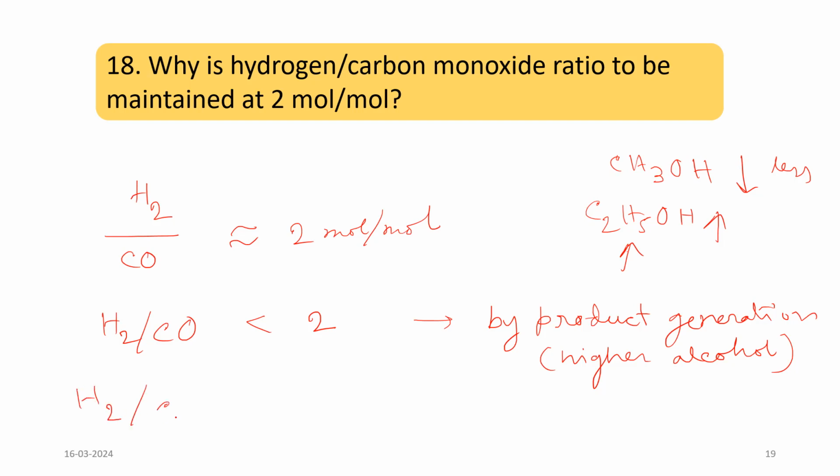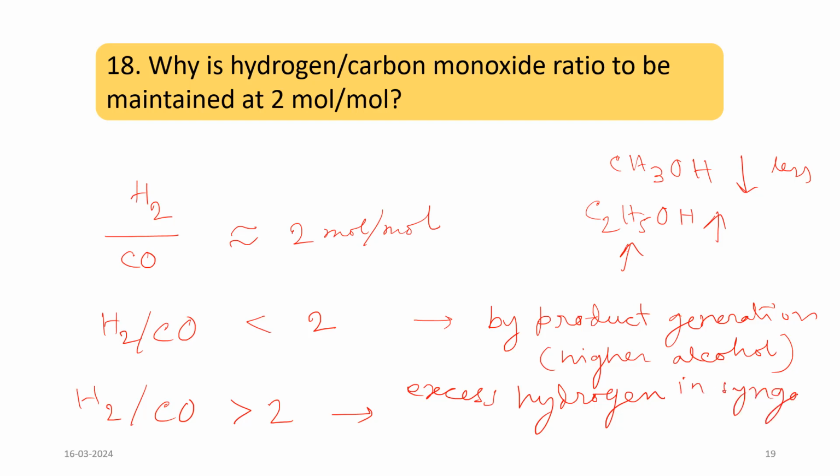And if the H2 by CO ratio is greater than 2, it will produce excess hydrogen in the syngas, which will be less efficient. Less methanol will be produced efficiently. Okay, so these are the two disadvantages of not keeping the ratio at 2. So you have to maintain this ratio around 2 or near to 2 so that our desired product methanol can be formed.